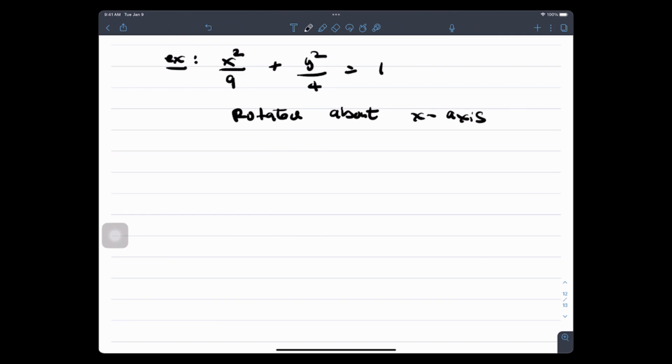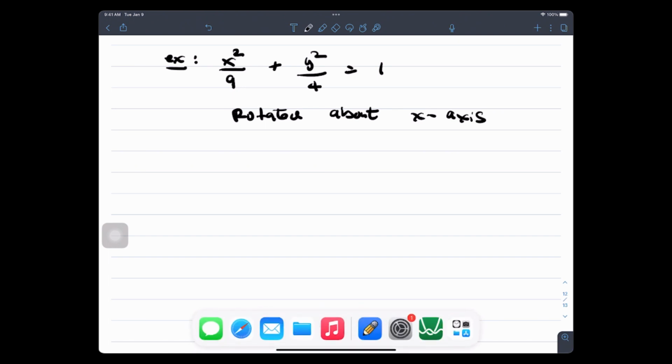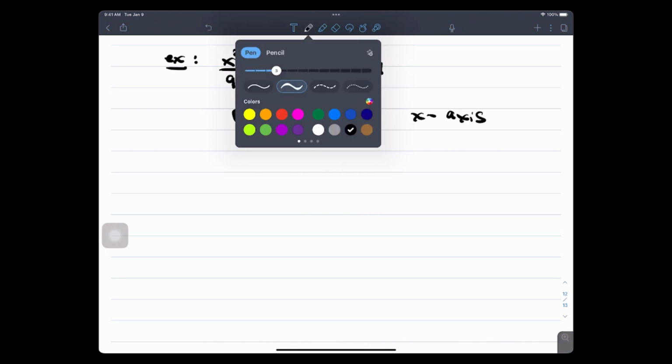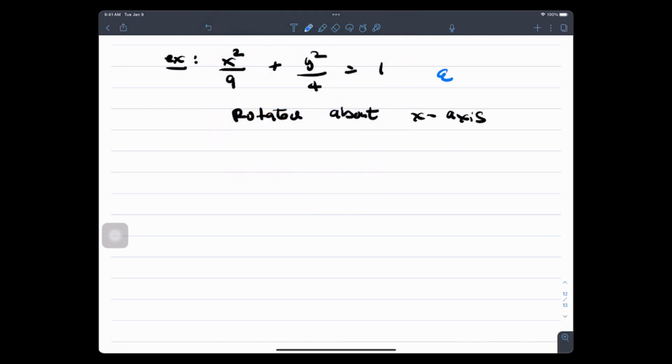Well, let's see. What are they talking about here? This is kind of what they give you. But what I want to remind you guys is this. What are you guys looking at? Do you guys know what this is? This is an ellipse. And so when you rotate an ellipse this way, you create what's called an ellipsoid.